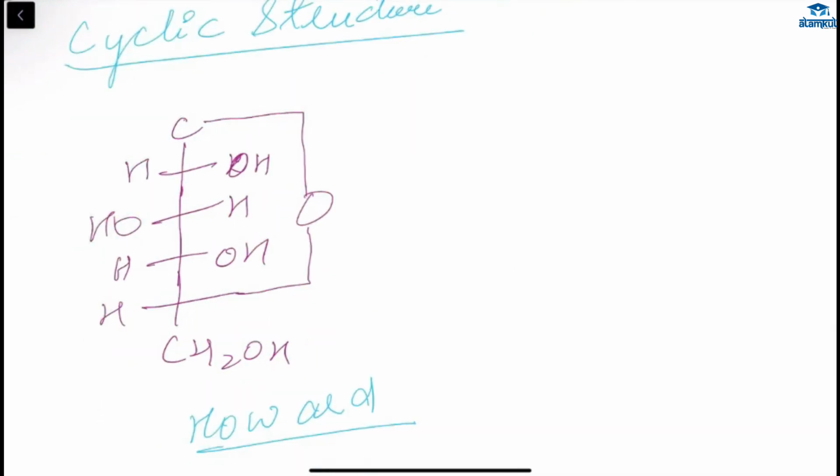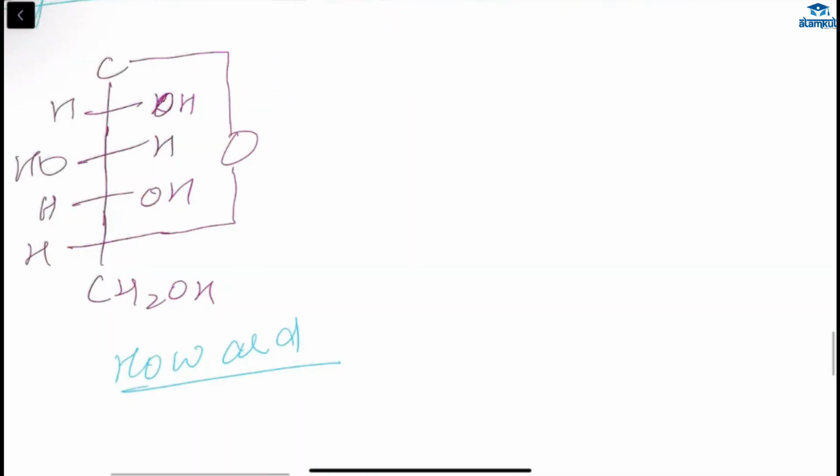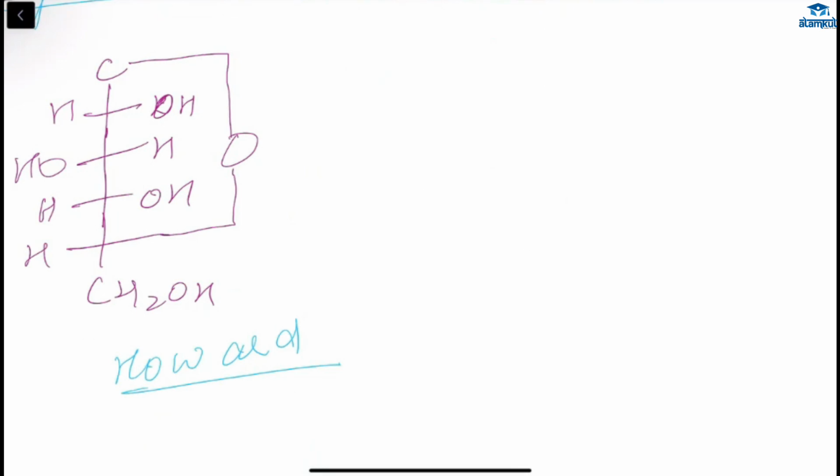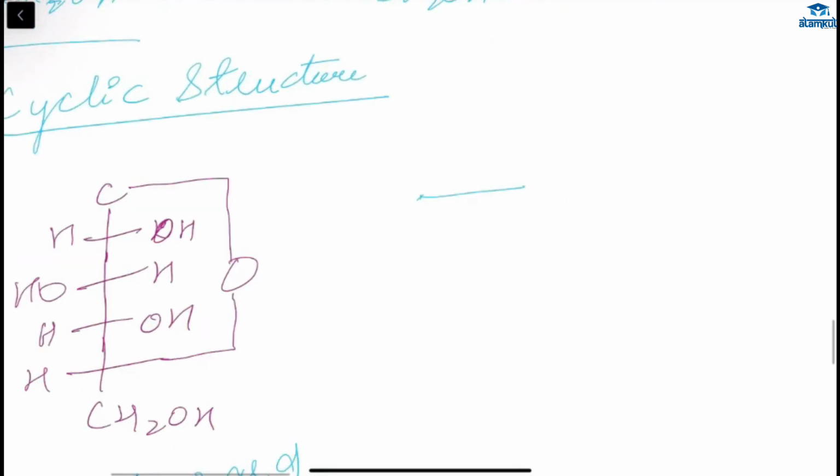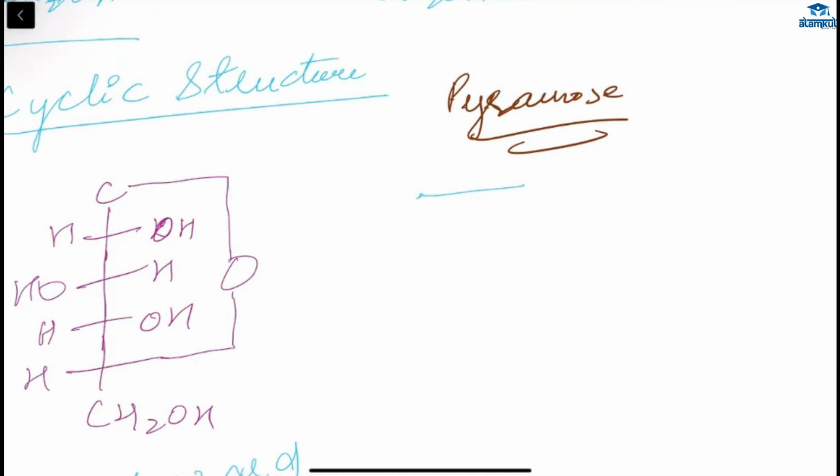And then the Haworth projection, in the same way you can find out like this. Basically, their structure is most similar to pyranose. Pyranose is another chemical compound, and their structure is most similar to it. That is why glucose structure is sometimes also called glucopyranose. Okay, so I'm going to draw that structure also. This is the typical pyranose structure.